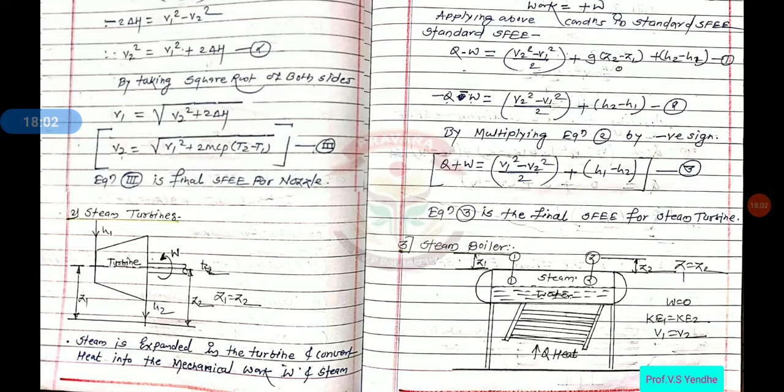If we see the conditions, Z1 is equal to Z2, that means the inlet height of the boiler is equal to the outlet height. As there is no rotating part, no work is produced. There are no changes in kinetic energy and potential energy, as in the nozzle or turbine. So KE1 is equal to KE2, that means V1 is equal to V2. The chemical energy of the fuel is converted into heat energy, which is supplied to the water, and high pressure, high temperature steam is produced.